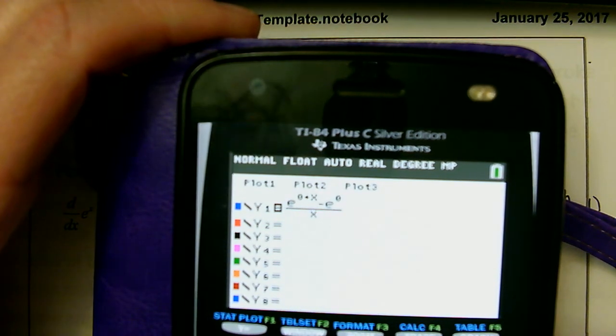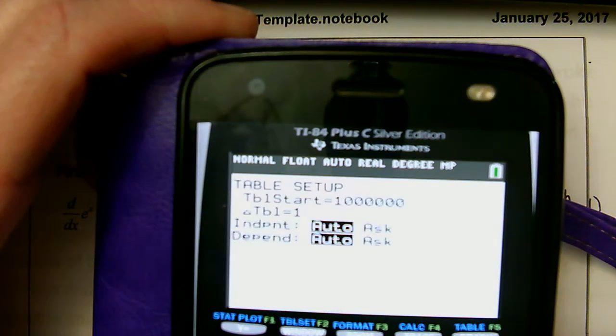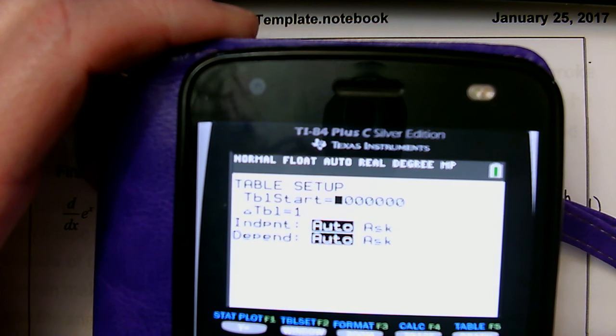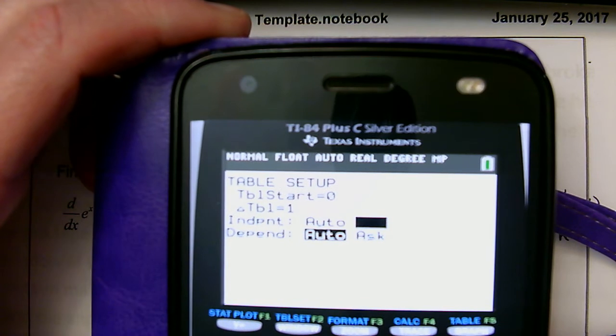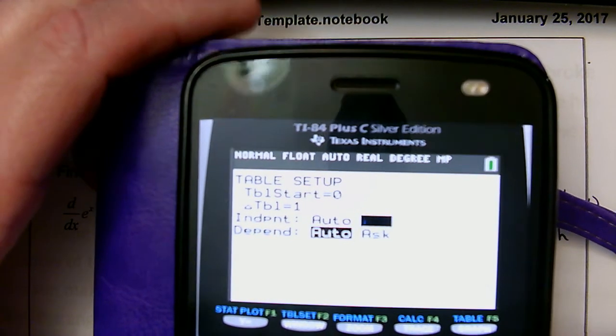And then I'm going to go to the tables, but I'm going to go to the table settings first. I'm going to change the independent variable to ask, because then it's going to ask me what x values I want to plug in.